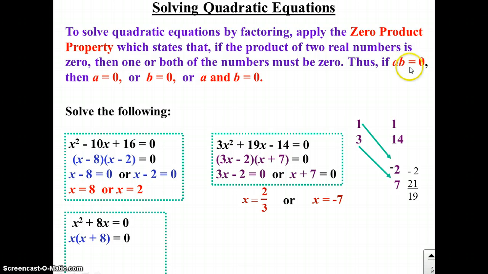Same rule. Zero product property. Let each factor equal 0. Solve these simple equations. Well, one of these is already solved. x equals 0. Beautiful. The other one is x equals negative 8.